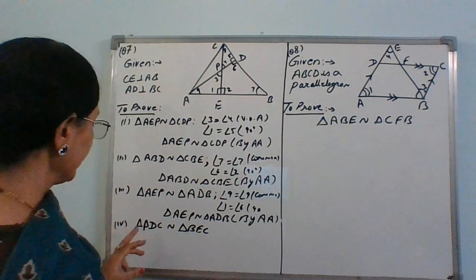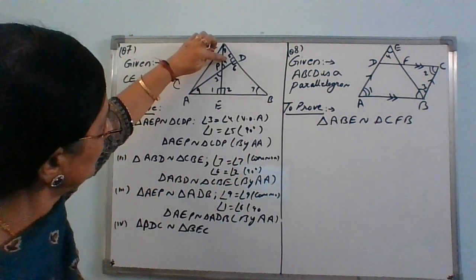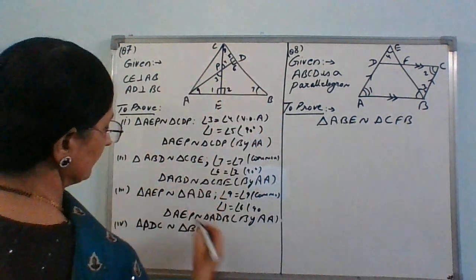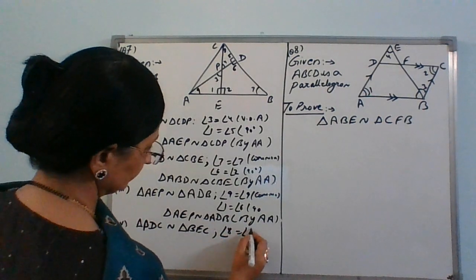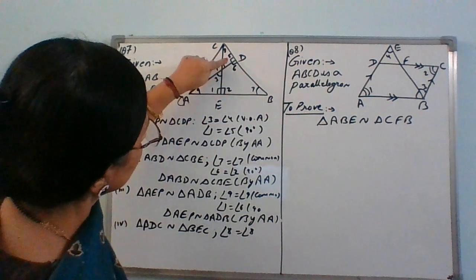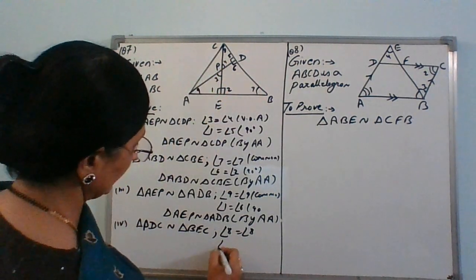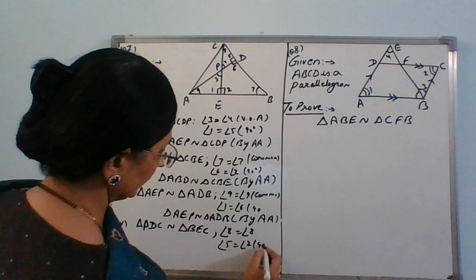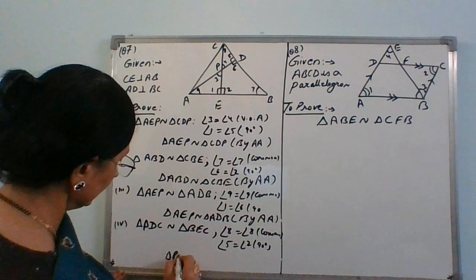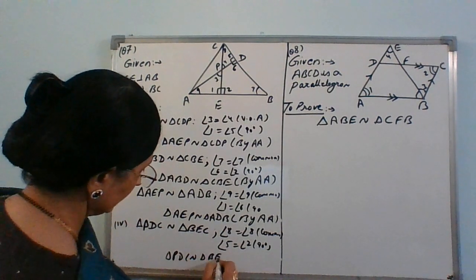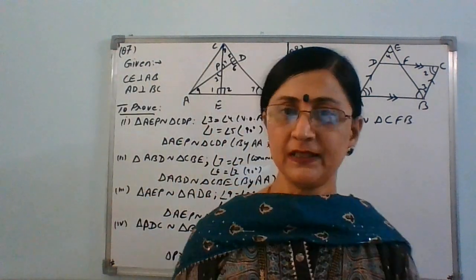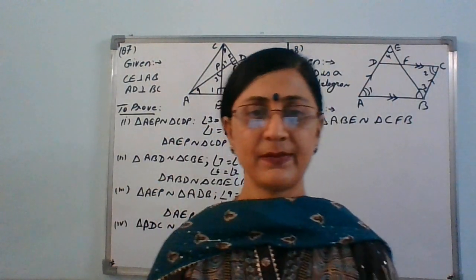Now the last one, PDC. Where is PDC? PDC is the smaller one and BEC. Here the smaller one and the bigger one, angle 8 is common to both. In this smaller one angle 5 is 90 and in the bigger one angle 2 is 90. So angle 5 is equal to angle 2. Each is 90 and this is the common angle, right? So triangle PDC is similar to triangle BEC by what? By AA similarity criterion. So we have proved all the four parts by AA.